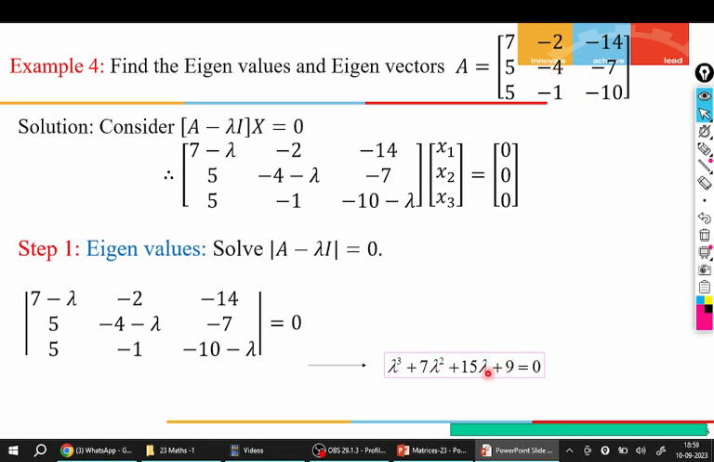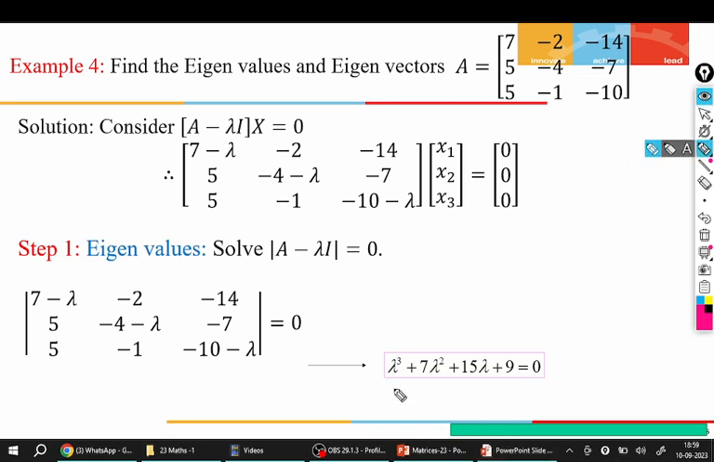Now here, just use the calculator method and try it. First clear your mode: shift, clear, press 3, and everything will be cleared. Now press mode again, come to the equation mode 1, right arrow, degree is 3, and put the values of a, b, c, d. A is 1, so I press 1, b is 7, c is 15, and d is 9. The calculator will show you x1 is -1, x2 is -3. So lambda is -1 and -3.